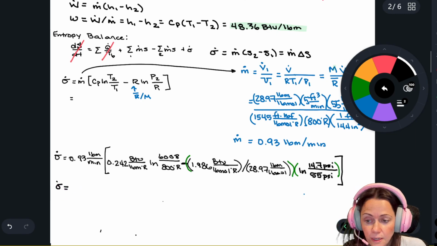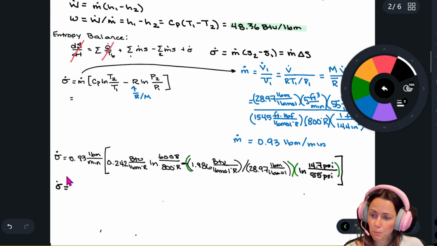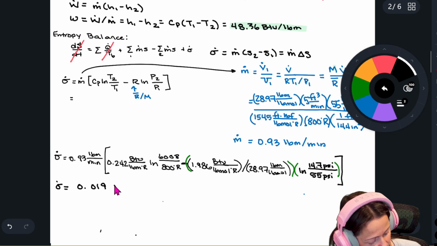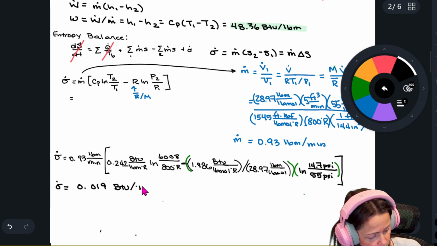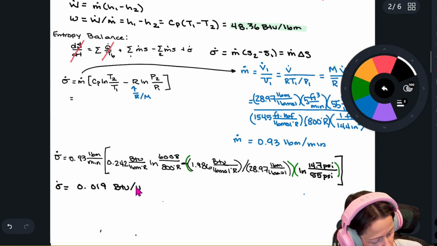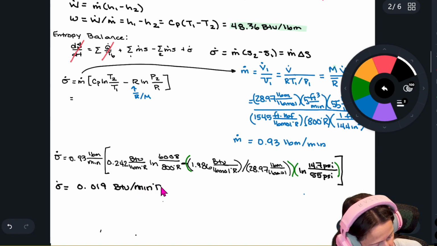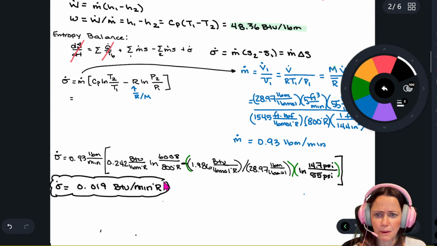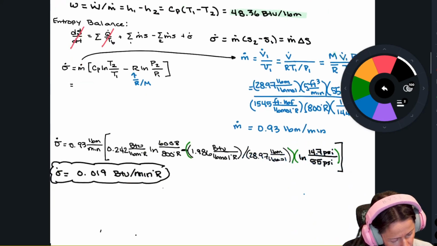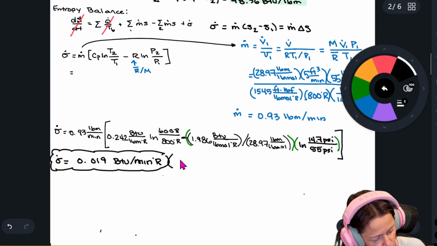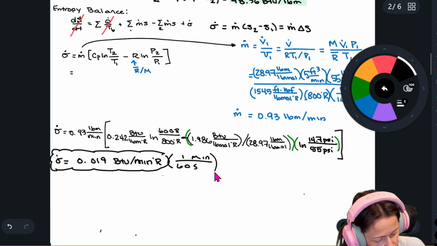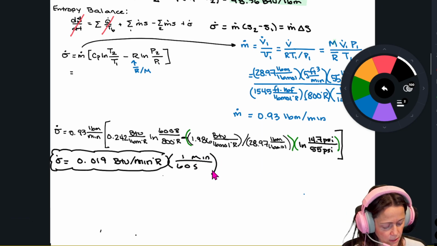So plugging all that stuff in, we get 0.019, and that's going to be BTU per minute degree Rankine. I don't know, they might have asked for it per second degree Rankine. In that case, we need to divide by 60, 1 minute divided by 60 seconds. And that would give us things in terms of BTU per second degree Rankine.